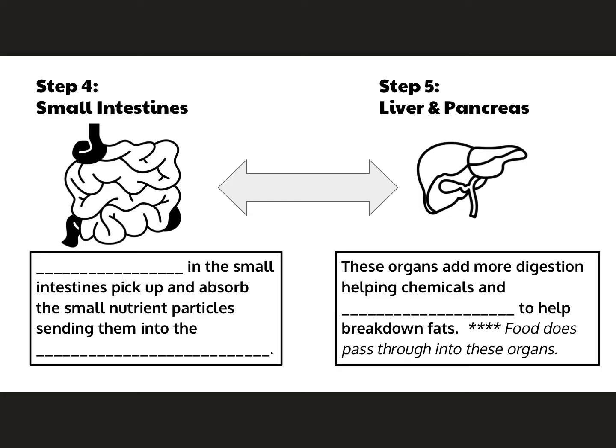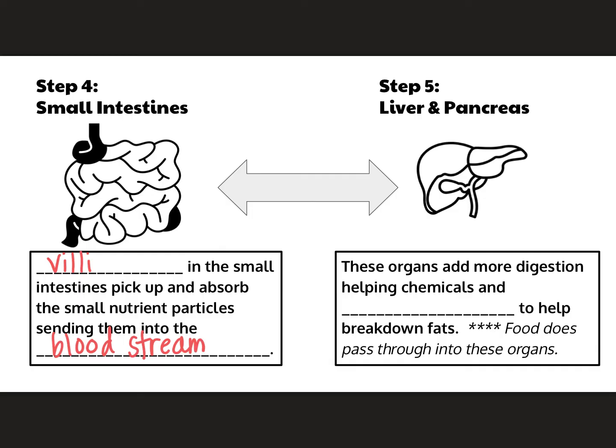After the food leaves the stomach, it enters the small intestines. Inside the small intestines, there are little things called villi. The villi in the small intestines pick up and absorb the small nutrient particles that have been digested by the stomach and send them into the bloodstream to travel to the other parts of our body to give our body the nutrients that it needs.